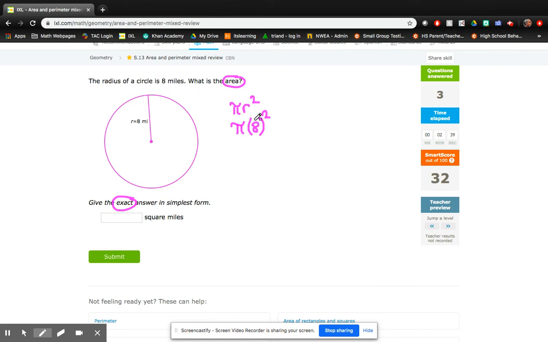So if the radius is 8, we put 8 in for radius. 8 squared is 64. So we would write this as 64 pi. If we were to get a decimal approximation, we would then say, okay, what's 64 times 3.14? We want to leave it as an exact answer, so our answer is 64 pi.